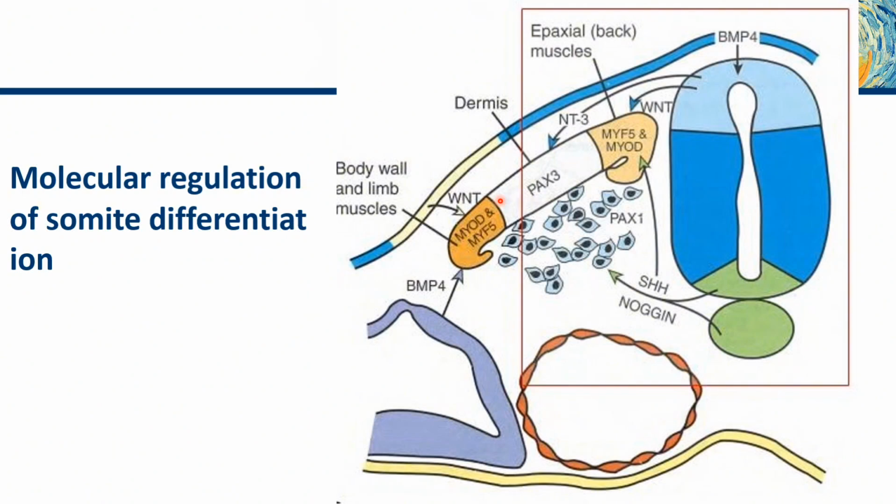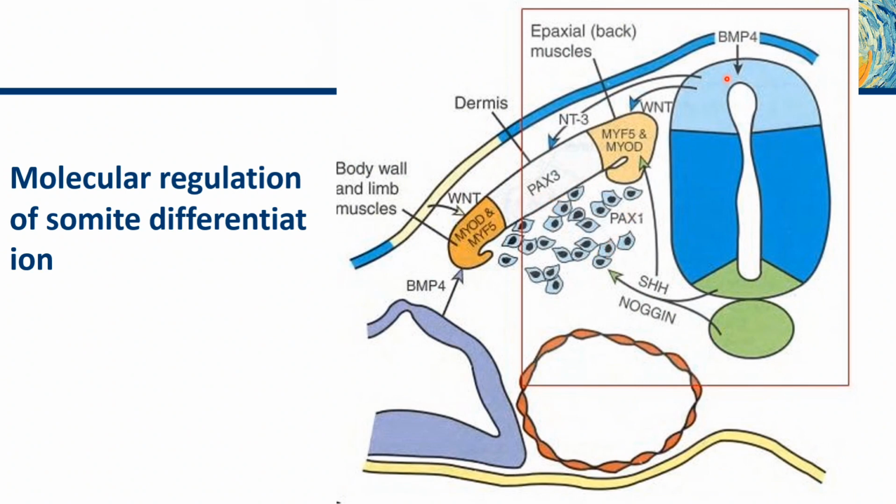Different factors are involved in this area. The floor plate of the neural tube and the notochord secrete sonic hedgehog protein and noggin protein. These two proteins activate the ventromedial portion of the somite to form the sclerotome. These two proteins basically activate the PAX1 gene, which is upregulated over here, and because of this PAX1 gene, this ventromedial portion of the somite shows epithelial to mesenchymal transition, and these cells will become the sclerotome. These cells will later on form the cartilage and the bone components of the vertebrae.